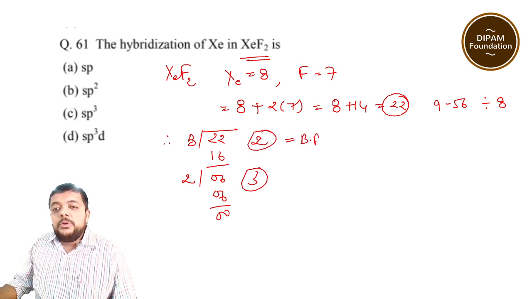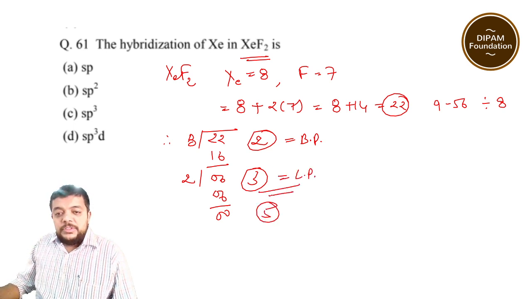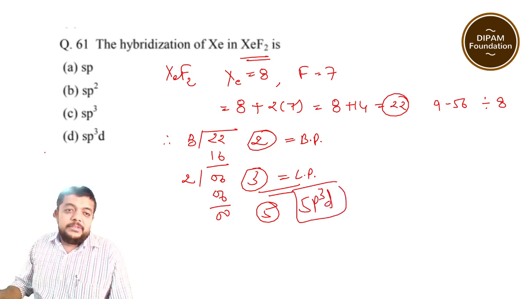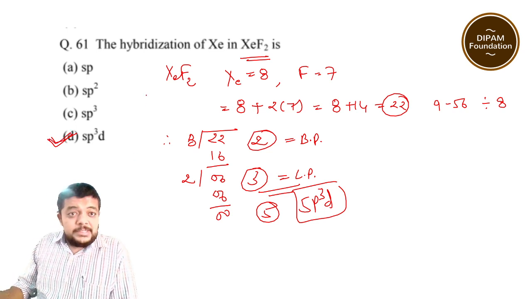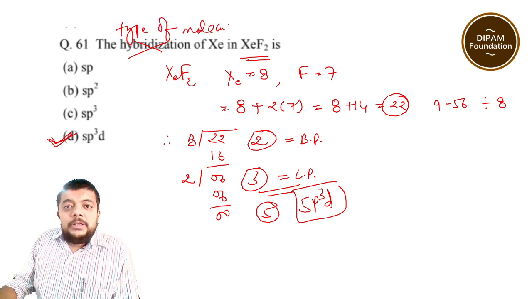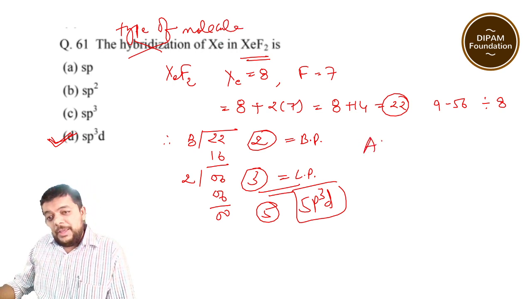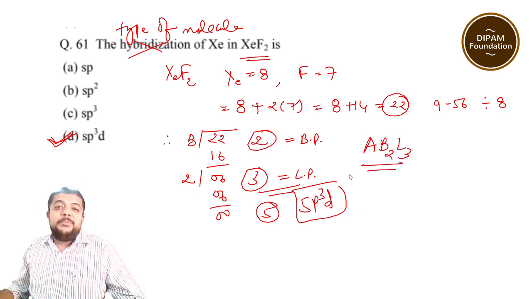When it ends like this with 0, it is 2 plus 3 combination. So the combination 2 is a bond pair. The combination 3 is a lone pair. So the summation of these two is 5, and 5 always corresponds to sp3d hybridization. So our answer is sp3d. Friends, assuming that we are not asked hybridization, and if they would have asked us the type of molecule, then 2 bond pair, 3 lone pair, it is AB2L3. So be very precise what is asked, what are you answering.